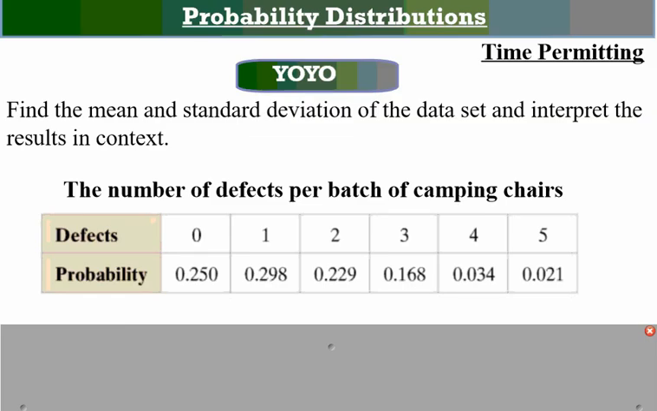Going to give you a chance to try it, and that'll be it. So find the mean and the standard deviation for the data set and interpret the results in context, similar to how we did with the passive-aggressive trait ones. So the number of defects per batch of camping chairs. 0 defects occur for 25% of camping chairs. 1 defect occurs for about 29.8%. 2 defects occur for 22.9%. 3 defects for 16.8%, all the way down. I would like you to tell me what the average is and the standard deviation and interpret it in context. Pause the video, come back and see how you did.